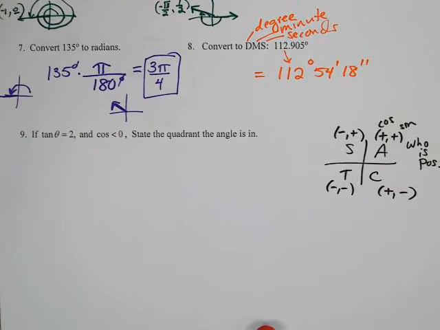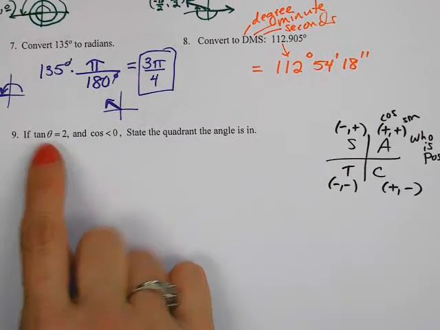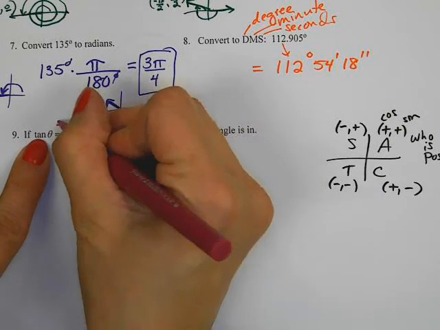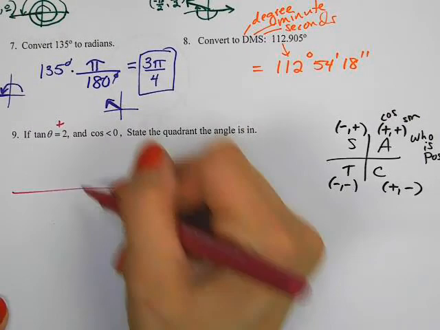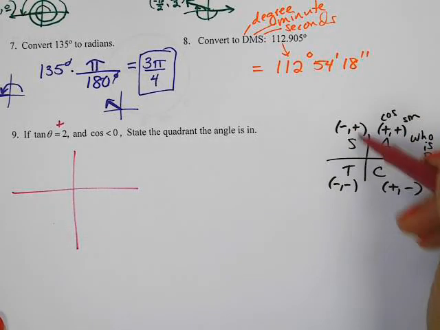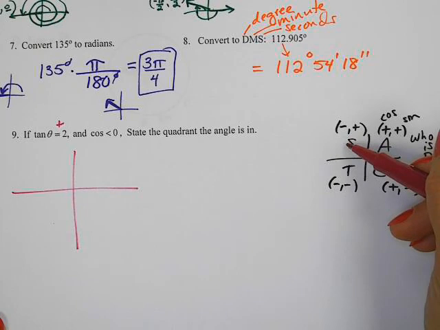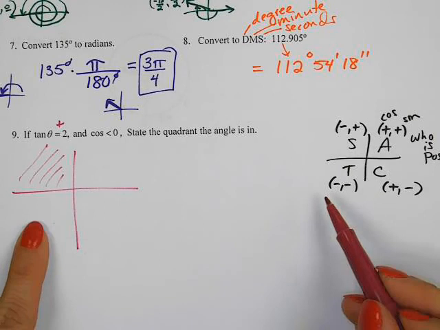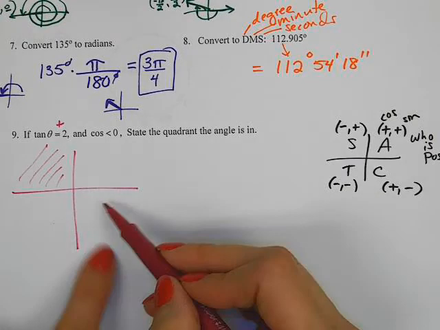I have to draw a triangle. It says the tangent is positive. I know it says 2, but the clue here is positive. So which quadrant is it in? Positive divided by positive. It could be in quadrant 1, but it cannot be in quadrant 2, so I'm going to take that out of the mix. It can be in quadrant 3 because negative divided by negative is positive, but it can't be here, okay?